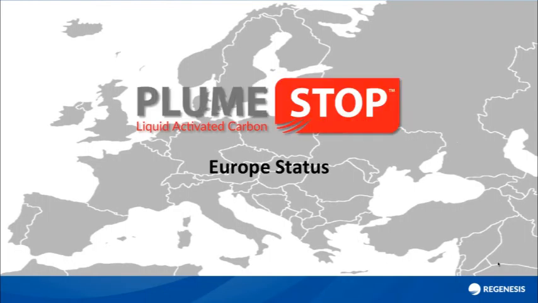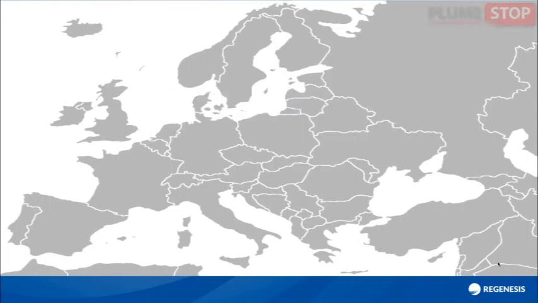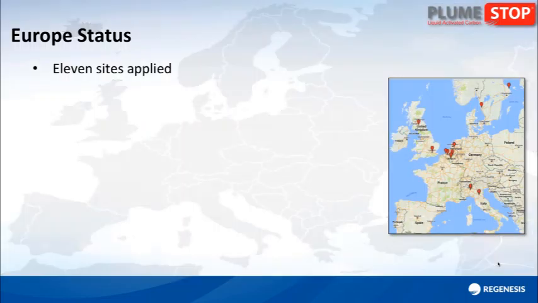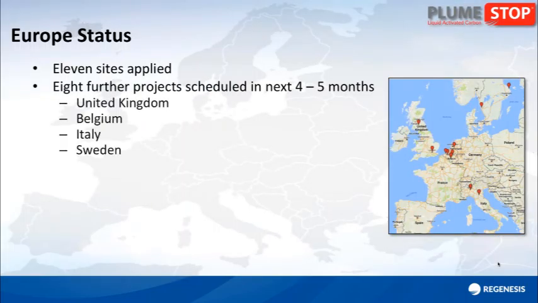Across Europe, we began making the applications a little bit later than in the States. We learned a lot of lessons in the States before we started to bring the product over into Europe. There are 11 sites where the material has been applied to date. You can see the map on the right. There are 8 further sites which are scheduled to go over the next 4 to 5 months, actually in the same countries that we've already applied in.